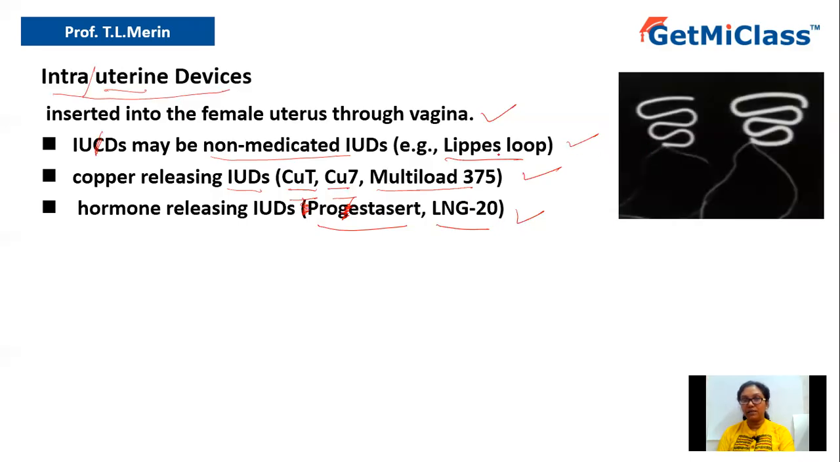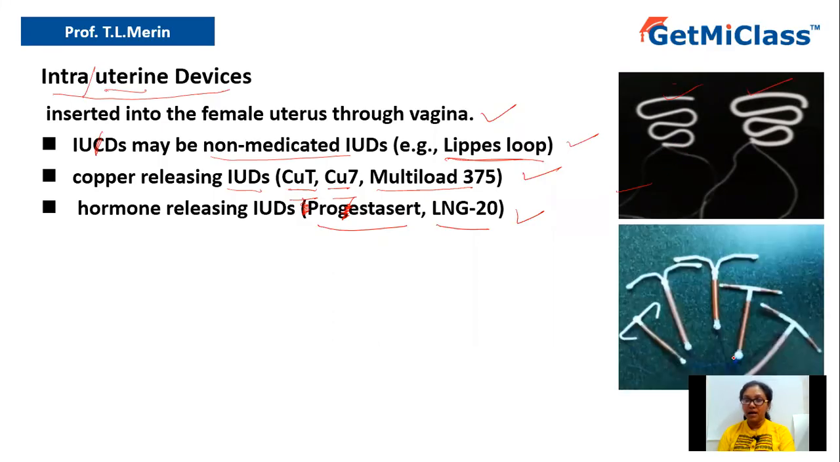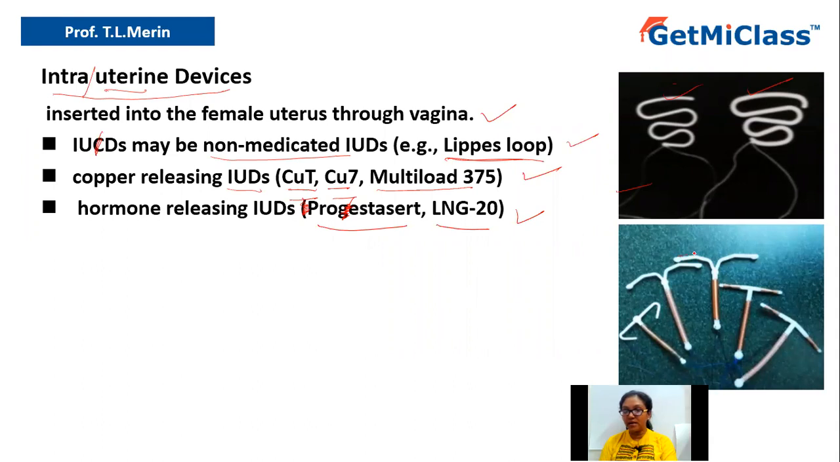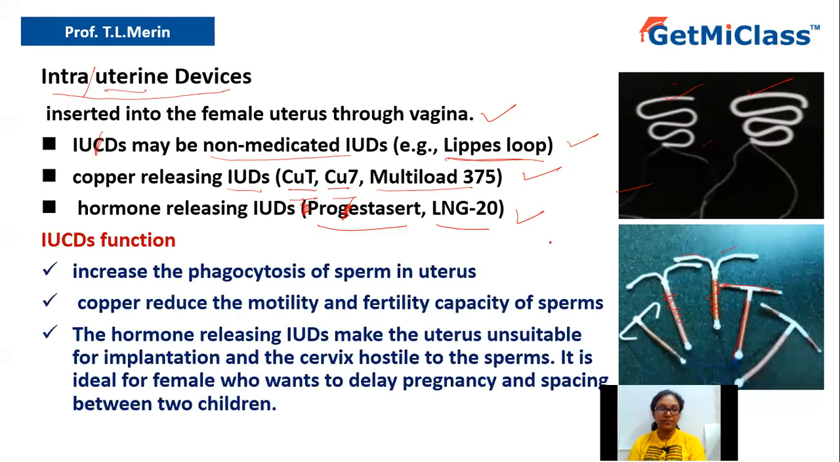So these are the Lippes loops. This is one Lippes loop and this is another Lippes loop, which is inserted into the female. And this is what I was telling you about: this is the Copper T. It has the shape of a T, and this is inserted in the female uterus. Through the vagina it is inserted inside the uterus, and this will be releasing copper. You can see this copper wire here. It will be releasing copper, and these copper ions can inactivate the sperms.